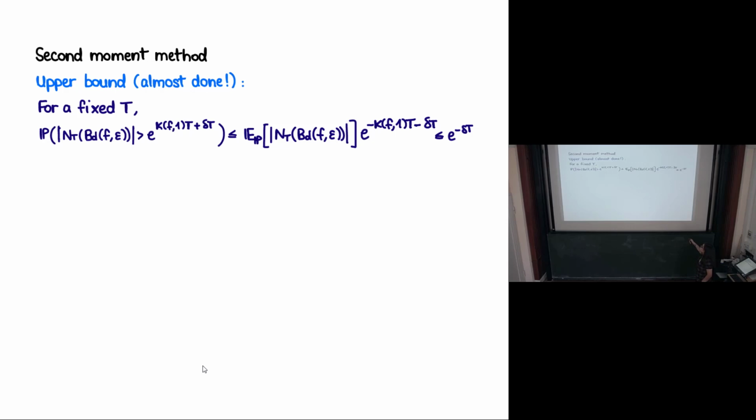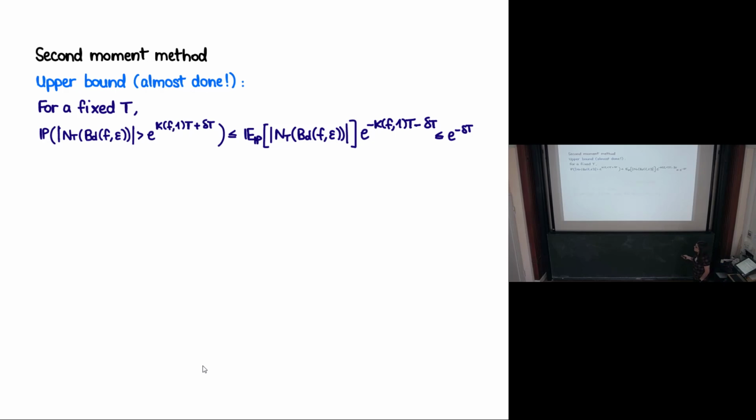You can just use Markov's inequality to show that the probability that this number of particles is too large decays exponentially. And the way you conclude the proof is by some Borel-Cantelli arguments. You can take a sequence of times, and then you need to show that in between these times nothing too crazy happens. I mean, it's not a short proof, but it works.